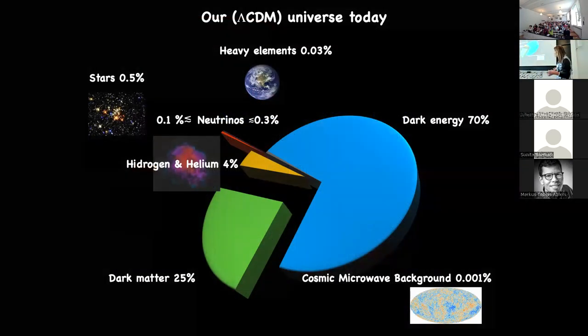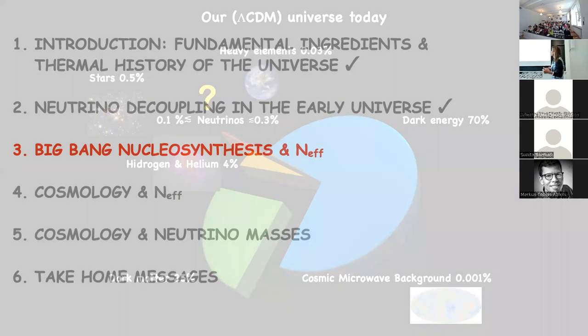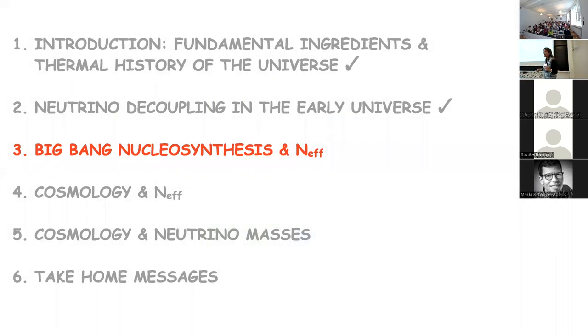So this I showed you already yesterday: neutrinos should contribute more than 0.1% according to neutrino oscillations, and according to cosmology, less than 0.3%. But we don't know exactly what the precise value is. So let's now go much slower than yesterday and see how we learn about the neutrino parameters from cosmology.